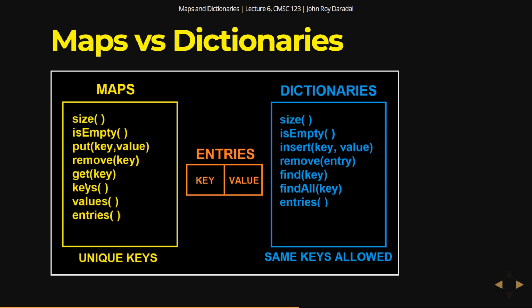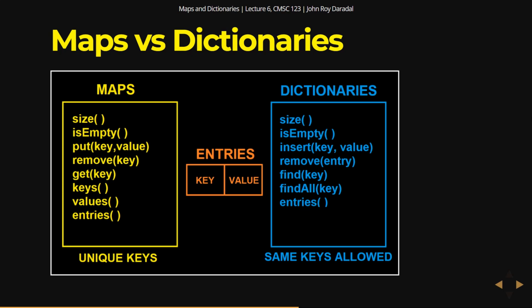Okay? Now for the search method, you have get for map and then find for key in dictionary. The difference here, of course, is that for find key in dictionary, you're not assured of which entry will be returned because there could be multiple entries having the same key. But for get in map, of course, you're assured of which entry will be returned because either the key is there or not, right? And then for maps, you have the three iterators: keys, values, entries. But for dictionaries, you only have findAll for key and then the entries.